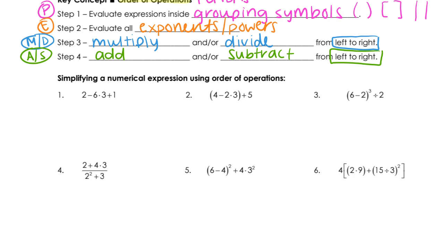I do see multiplication, so I'm going to be multiplying 6 times 3. So I'm going to bring 2 minus down. I'm not using that at all yet. 6 times 3 would be 18, and then I'm going to bring down the plus 1.